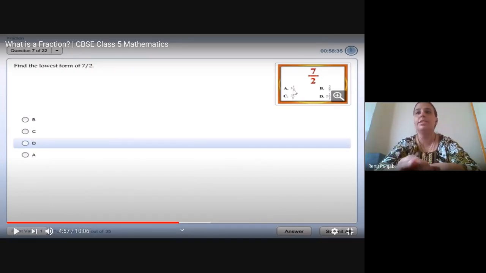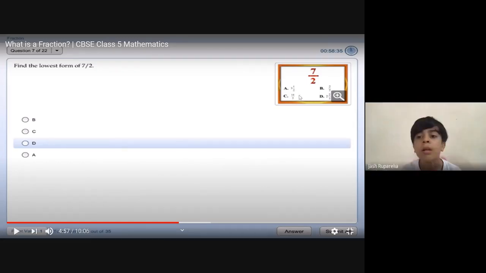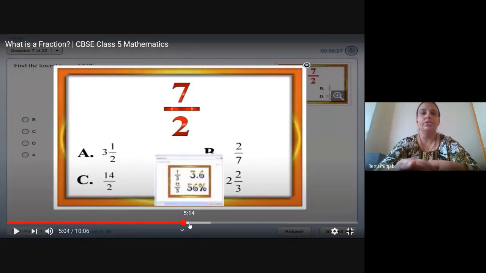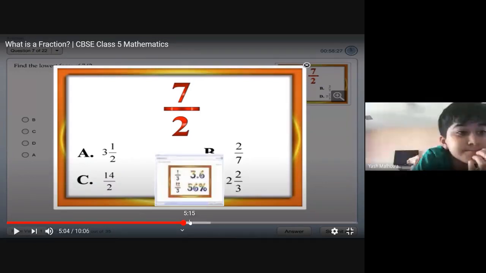Now find the lowest of 7 upon 2. Here it is given 3 whole number 1 upon 2, 7 upon 2. So which option is it? 3 whole number and 1 upon 2. Yes, D. So these are the options. So what will be the answer? A, B, C, and D? 3 whole number 1 upon 2. So answer is B. A.